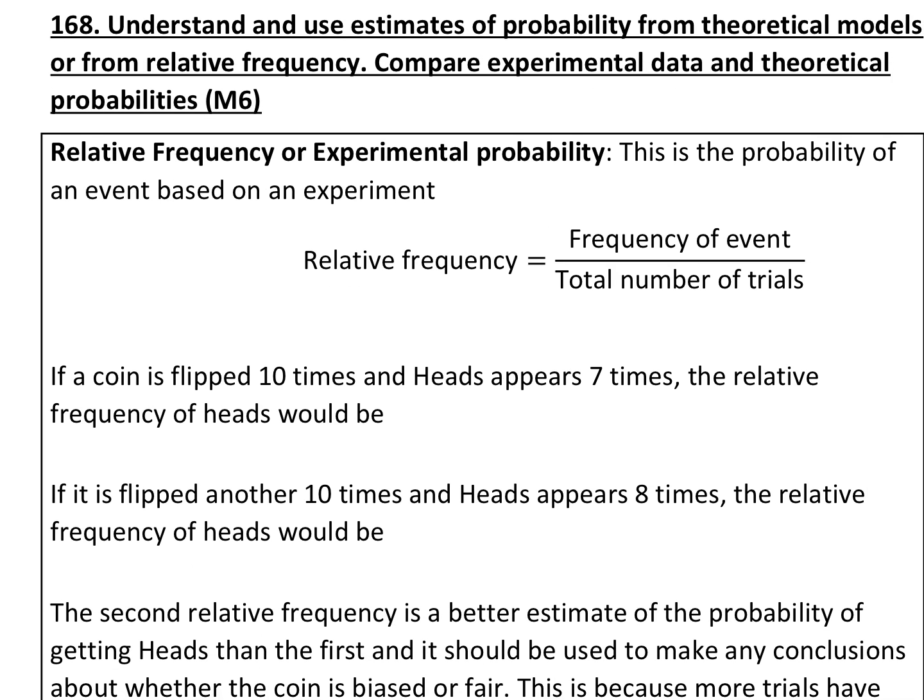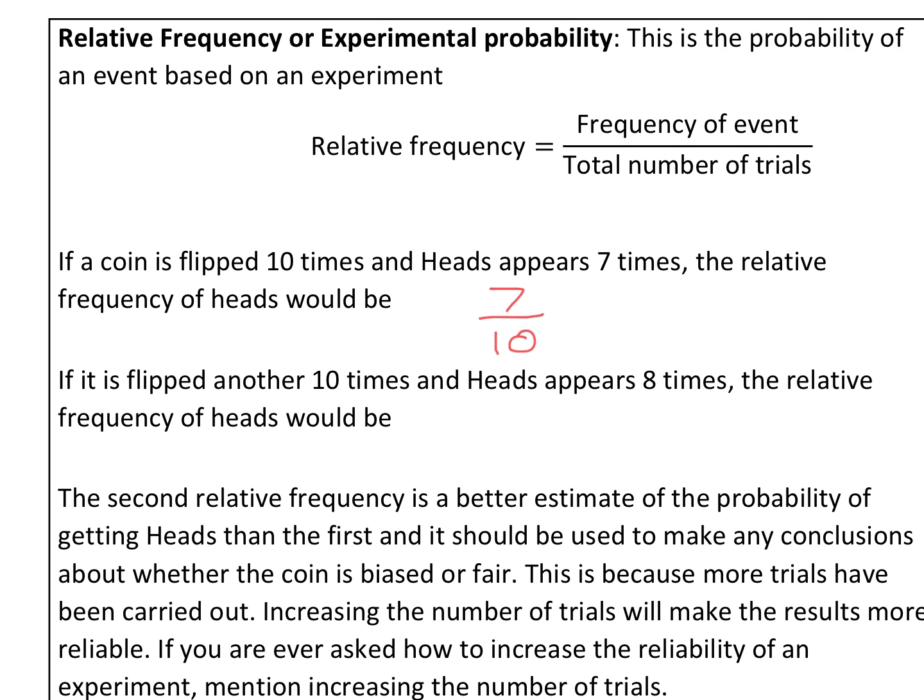So if a coin is flipped 10 times and heads appears 7 times, the relative frequency of heads would be 7, the number of times heads occurs, out of 10, the number of times the coin was flipped. Now if it is flipped another 10 times and heads appears 8 times, the relative frequency of heads would now be, well, first of all, it would be out of 20, because the coin has been flipped 20 times in total, 10 plus another 10. It's appeared heads 7 and then 8 times, so overall it's appeared heads 15 times out of 20. Or we can simplify that down to 3/4.